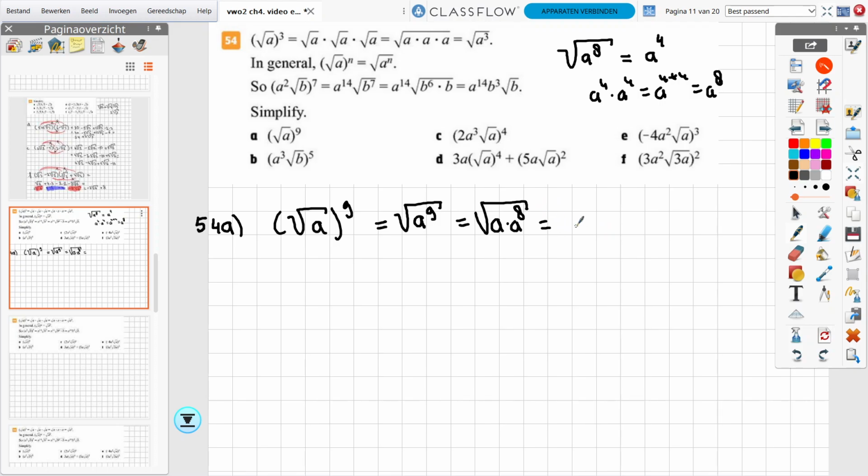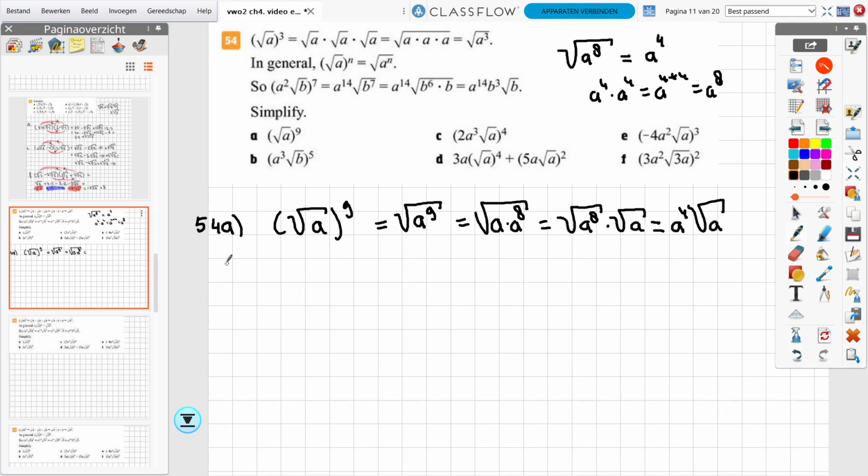And this works now, because a to the power of 8, I know, you could split the roots here, right? So this is the same as root a to the power of 8 times root a. And root a to the power of 8 is a to the power of 4. So your actual answer is now this. And this seems weird, but this is the final answer, believe it or not. Okay.